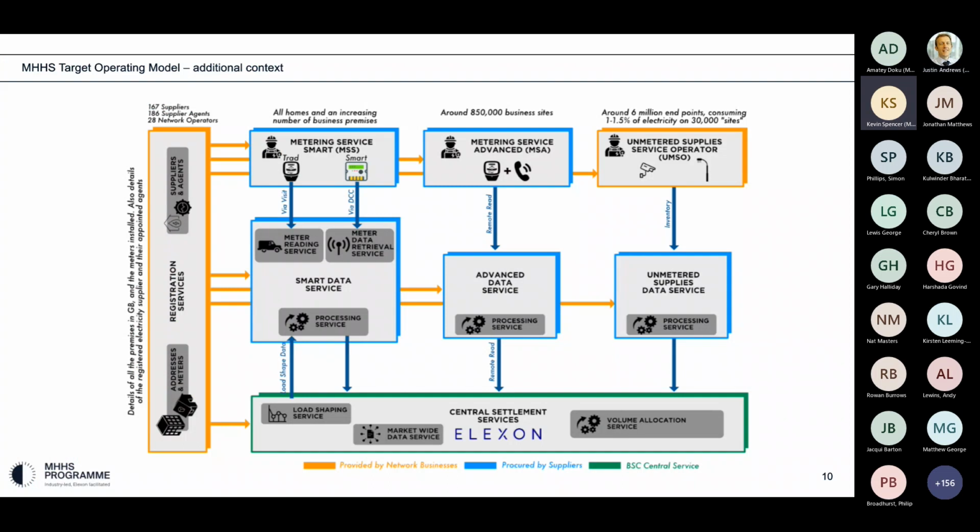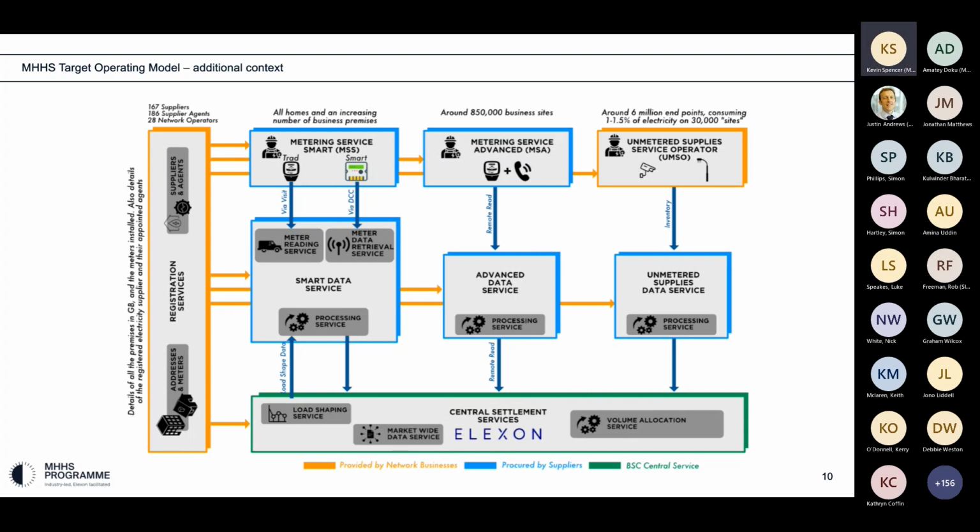Okay, right. So DUOS billing. For reactive power, the data will come straight out from the advanced data service, and the licensed distribution operators will be subscribing to those publications from the advanced data service. Otherwise, the data will be going into Elexon, and Elexon will be providing DUOS reports by DUOS tariff ID.